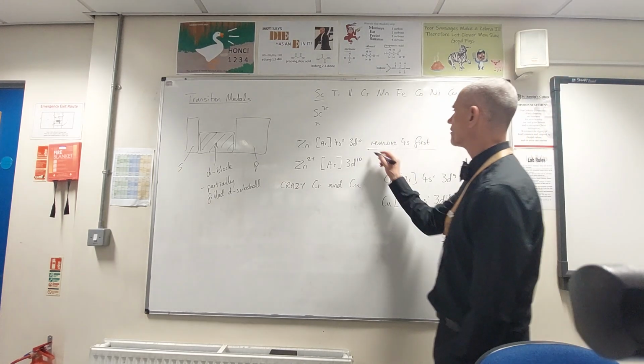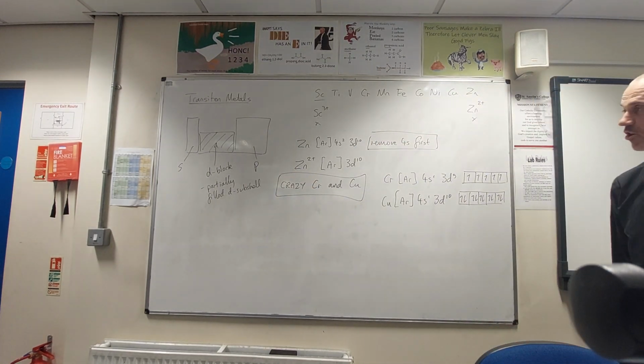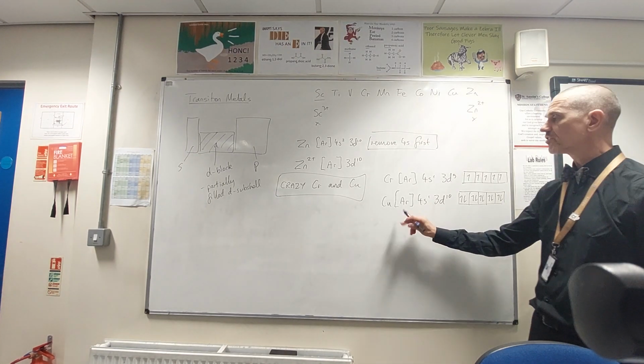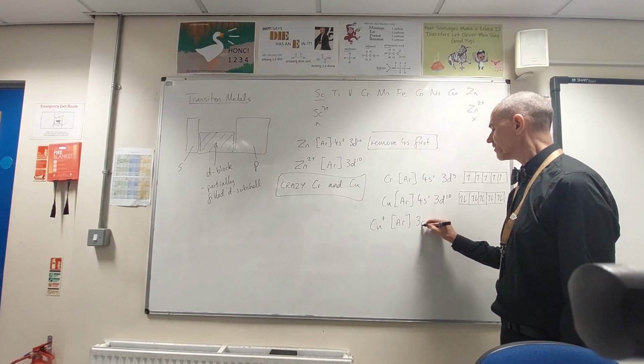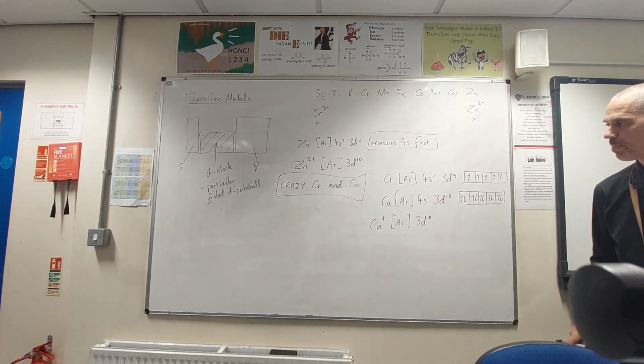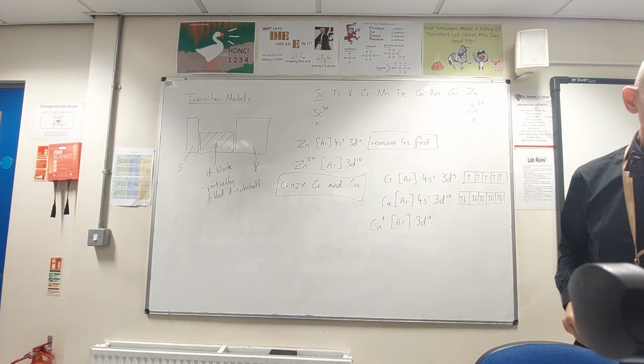Okay, so remove the 4s electrons first, and then crazy chromium and copper. Of course, the two work together as well. So copper 1+ would just be 3d10. Remove the 4s first. Okay? Okay so far?